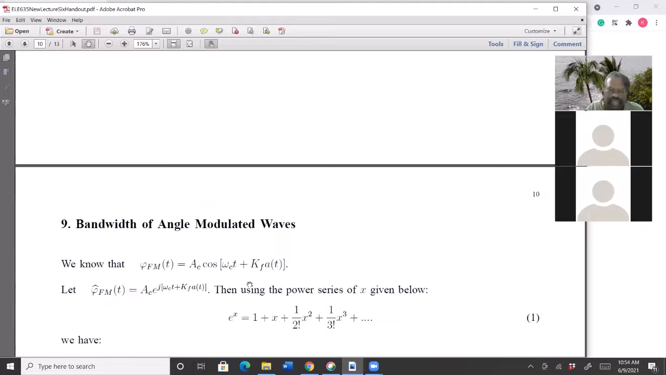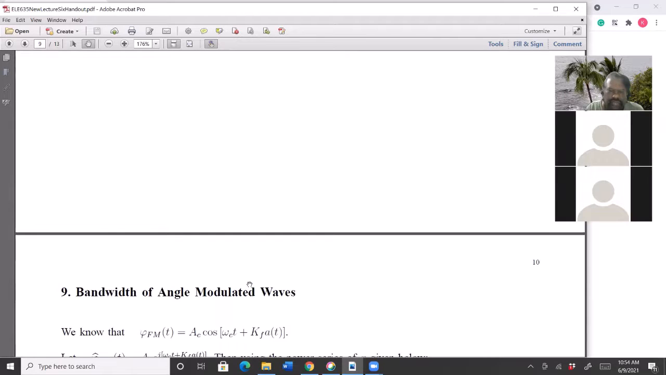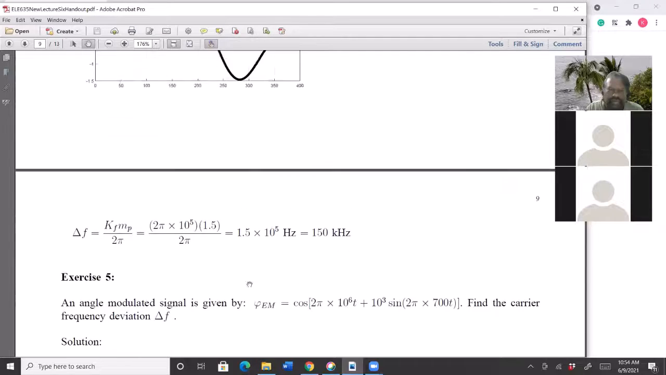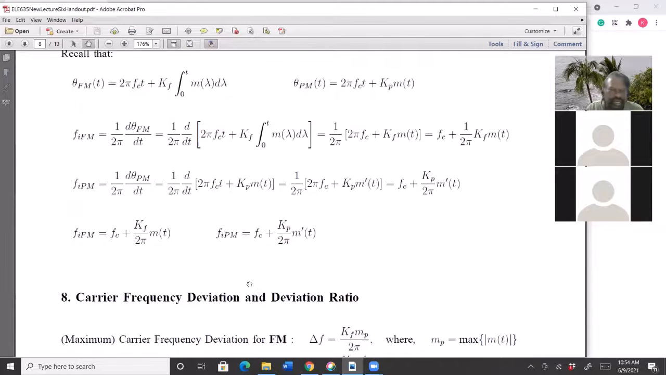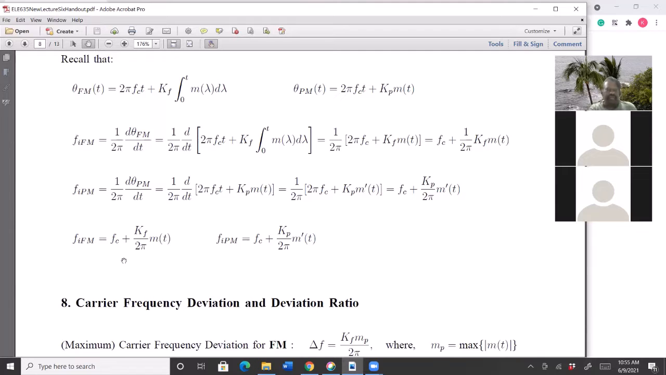The bandwidth of the angle modulated wave. Let me quickly go to the frequency modulation equation and explain something. Focus on this equation. About 100 years ago, when they started FM broadcast or FM generation, they thought that if you have a station at 99.3, how far it is going to go up is very easy to determine.